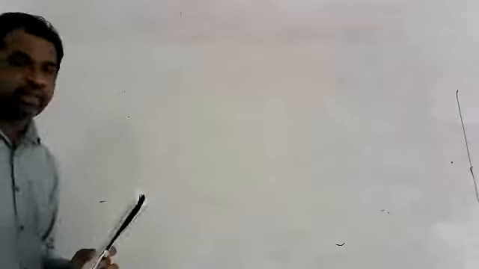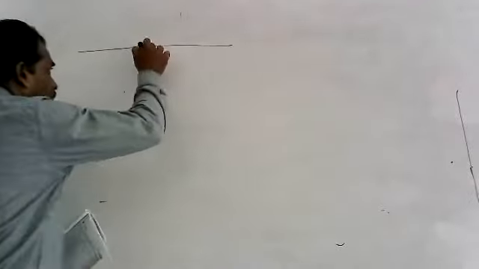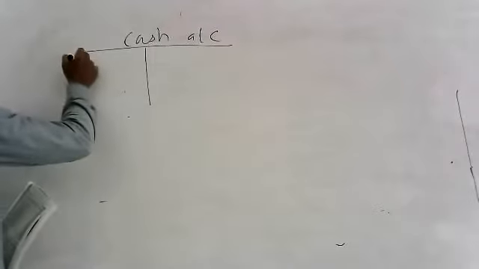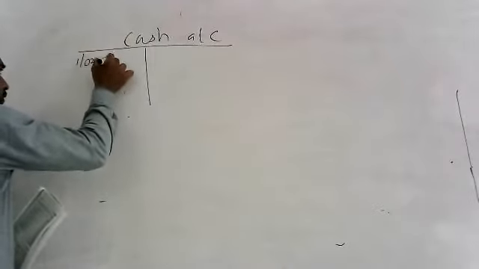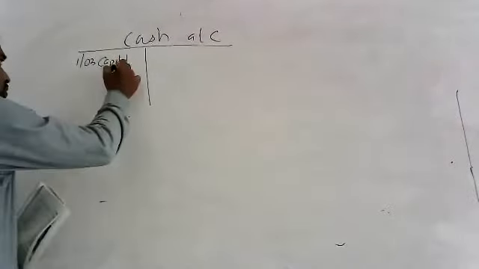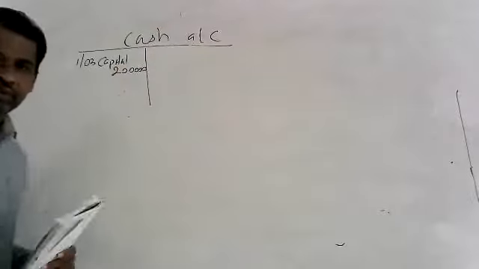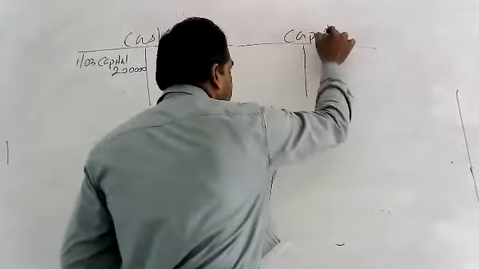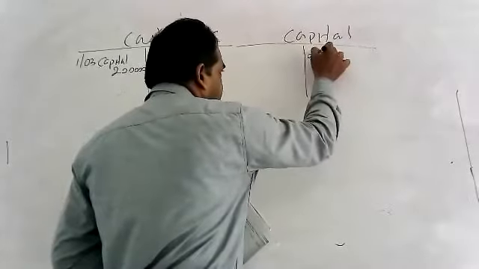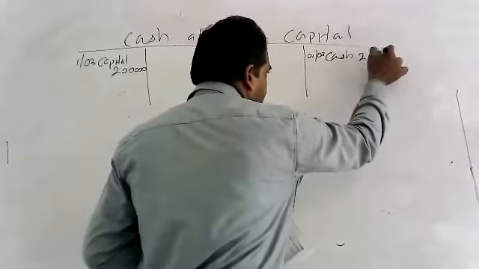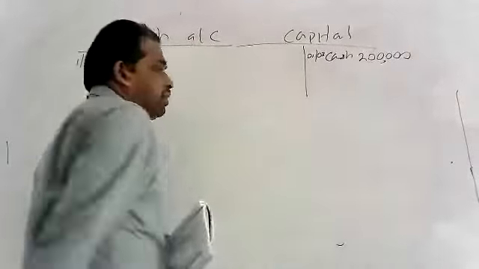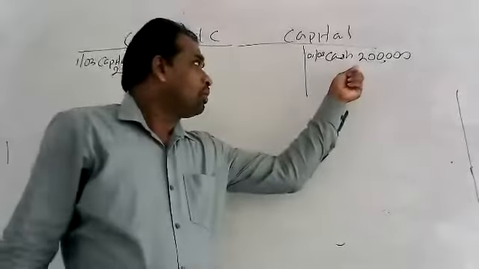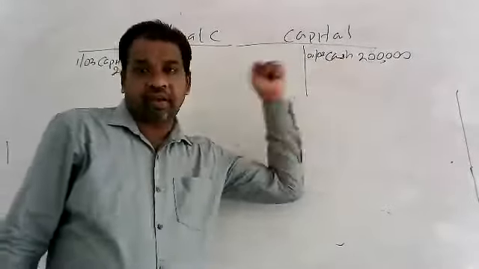Introduce capital by the owner 200,000. Then we can have cash account. Then we can write a date, March 1st, capital 200,000. And we can have another account, capital. Then say March 1st, cash 200,000. Right. Cash account debit because asset increases, and capital account you have credited because capital increases credit.